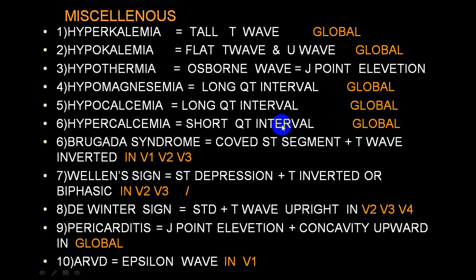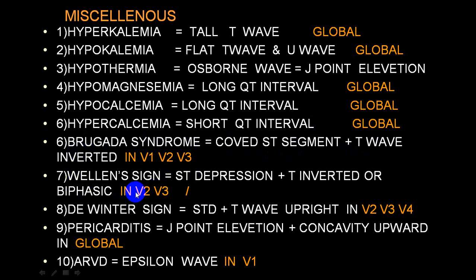Hypercalcemia will be seen with a short QT and global T wave changes. Brugada syndrome will be seen in V1, V2, V3: a coved ST segment with a sharp downslope and T wave inversion, characteristic of Brugada syndrome. We call this the Brugada sign.